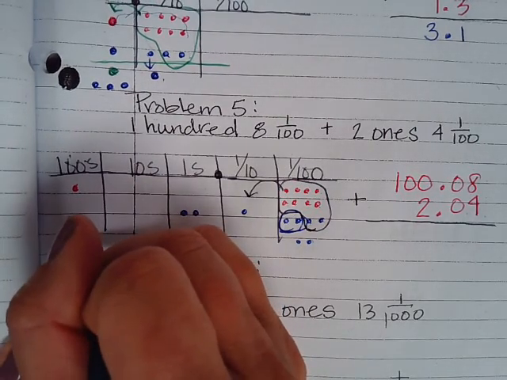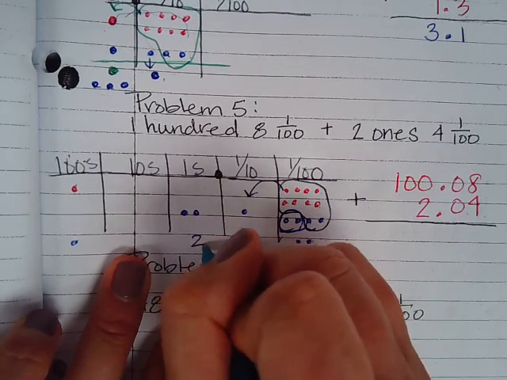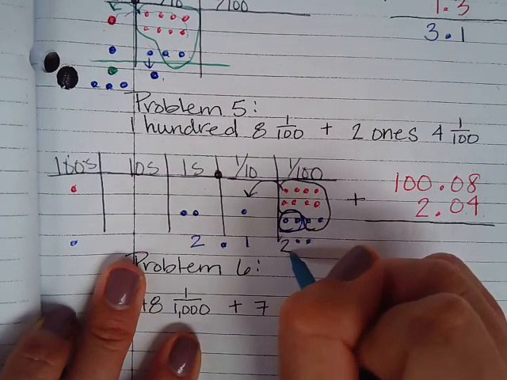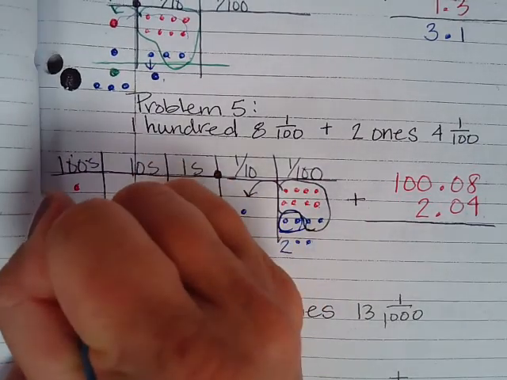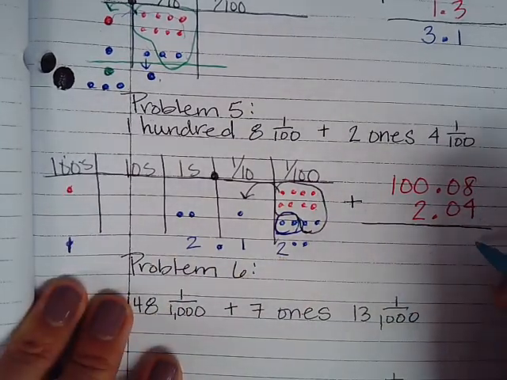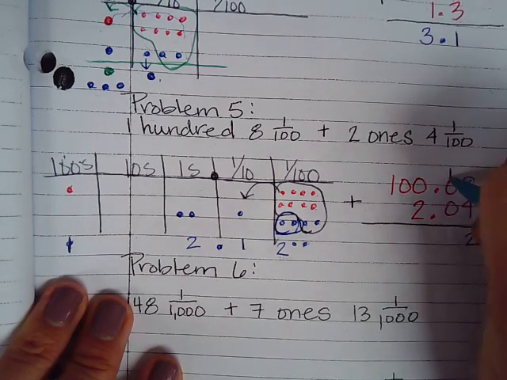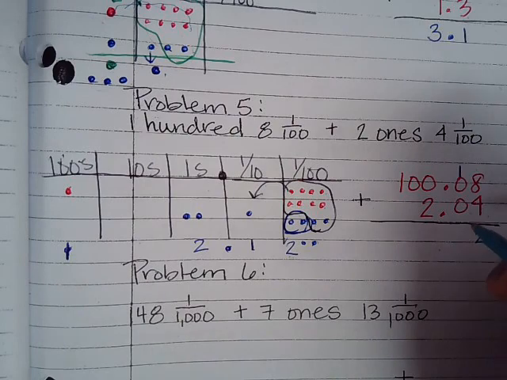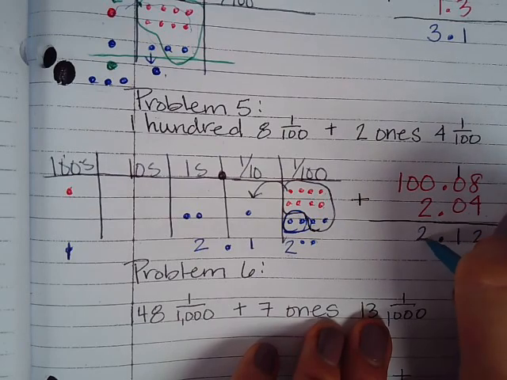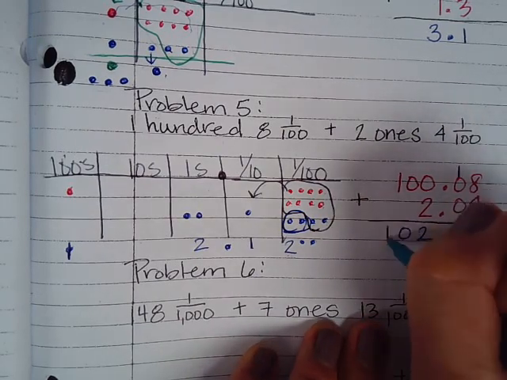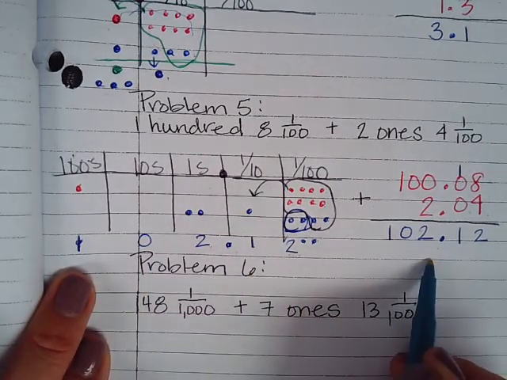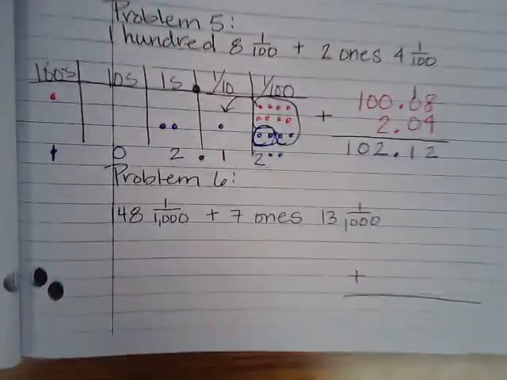So what is our new number? We have 100, 0 tens, 2 ones, 1/10, and 2 hundredths. So let's see if we end up with that over here. So 8 plus 4 is 12. I'm going to add. We're going to take a 10, grab it, and put 1/10 over here. Bring down. Record our decimal. 2 ones, 0 tens. So did we end up with 102.12? Yes, we did. So moving on to problem 6.